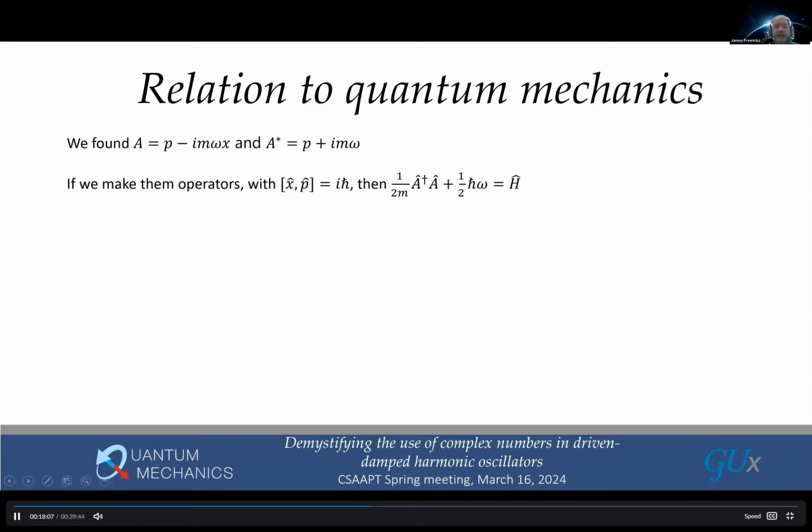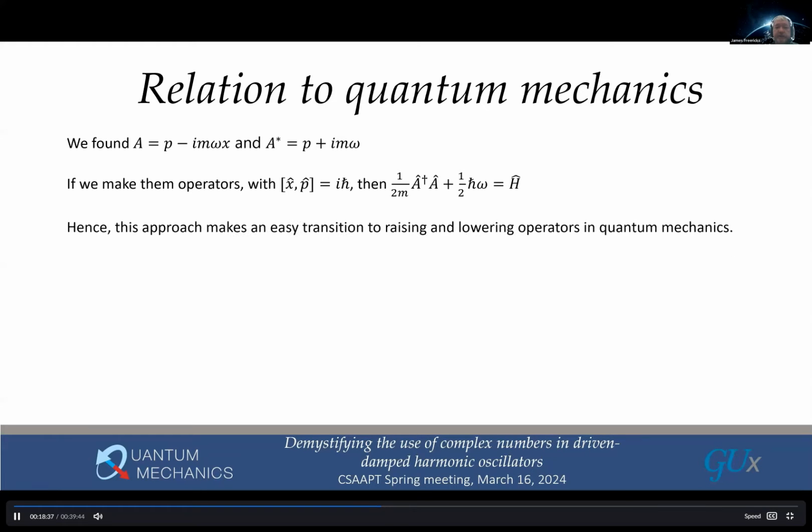If you want to take it into quantum mechanics, if you raise these things into operators using the commutator of x with p as i h bar, you can then calculate 1 over 2m A dagger A. You find that you have to add plus a 1/2 h bar omega, and that's equal to the Hamiltonian. So these things that we constructed as a convenience to solve the problem end up being the raising and lowering operators in quantum mechanics. So it actually provides a nice way of making a transition to quantum mechanics as well, if you teach the harmonic oscillator this way.